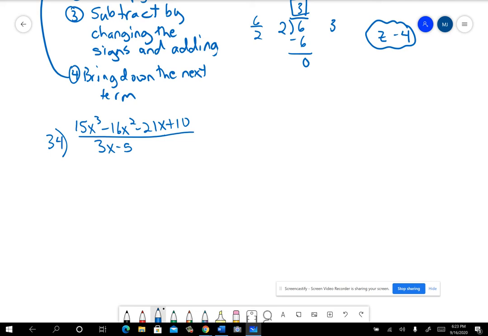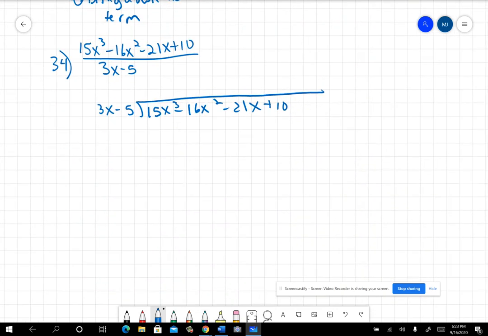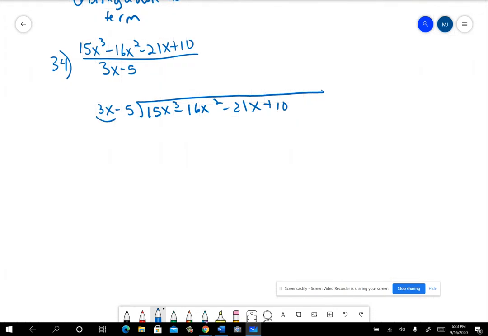So a good way to think about it is that you're just, in a way, changing almost like an improper fraction to a mixed number. You're doing that by dividing. So I'm going to take the 3x minus 5 and get ready to divide that into 15x to the third minus 16x squared minus 21x plus 10. All right, so my first step would be to divide the 3x into the 15x to the third.